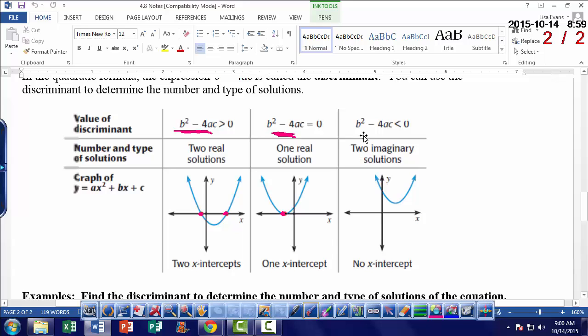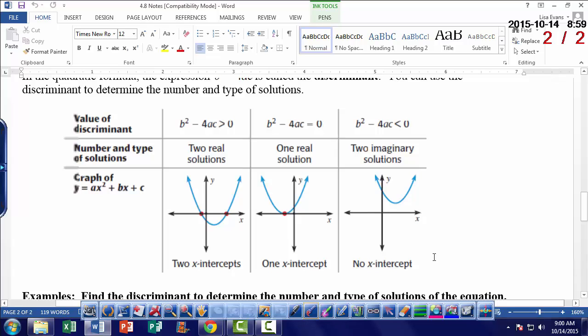Then when our discriminant is less than 0, we get two imaginary solutions. That was like example number 3 when we got negative 2 plus or minus i. Those are imaginary solutions. That's when our parabola is not intercepting the x-axis, because those would have to be real numbers if they're on a graph.